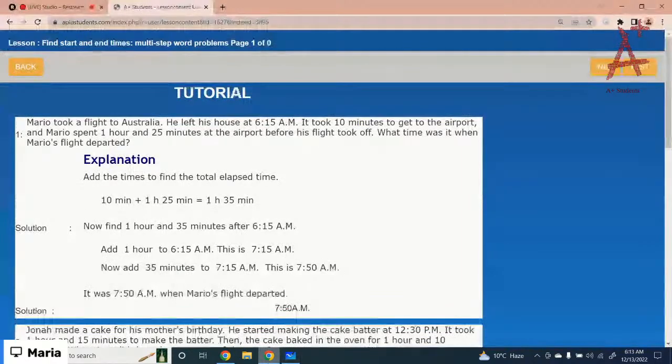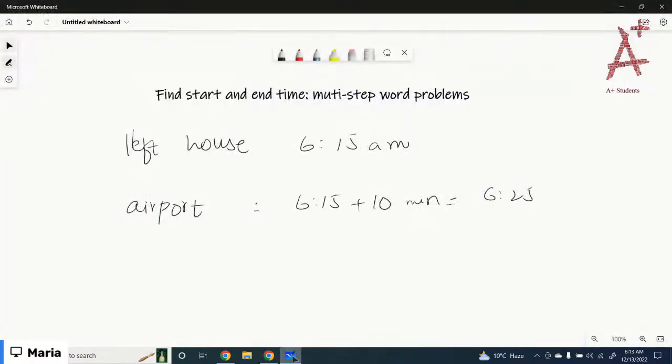Okay, then what time was it? Mario spent 1 hour and 25 minutes. So add 1 hour and 25 minutes to 6:25. Got it? So it would be 7:50. That means when his flight departed, it would be 7:50 a.m. Got it?